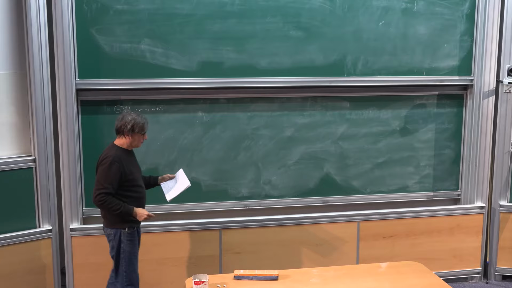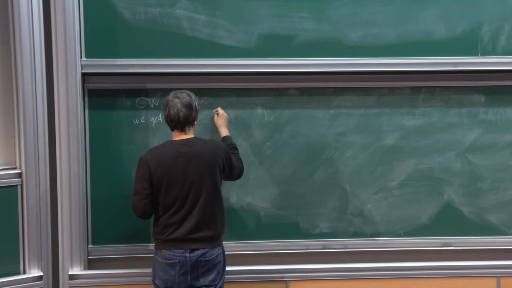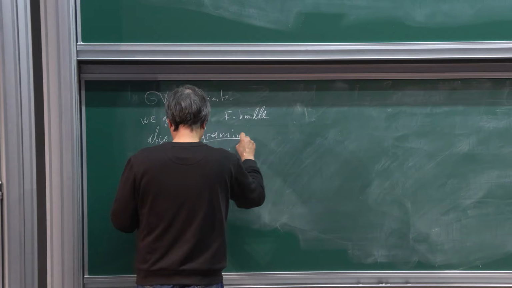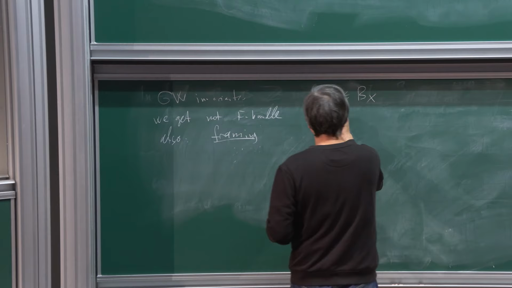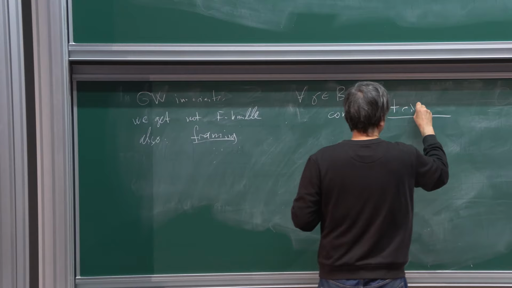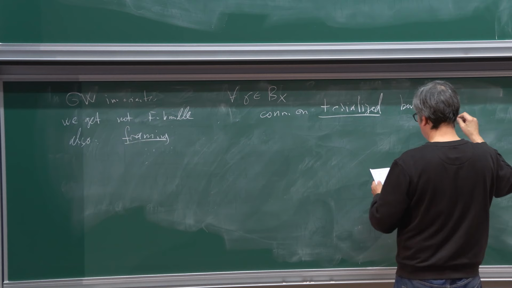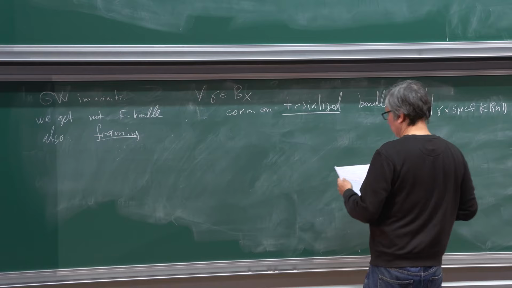We get not only the F bundle, but also something which I called framing, which means that if you have a point in this base, in whatever sense of the F bundle, we get a connection on a trivialized bundle. And a connection on a bundle which has a special form extends to a affine line.